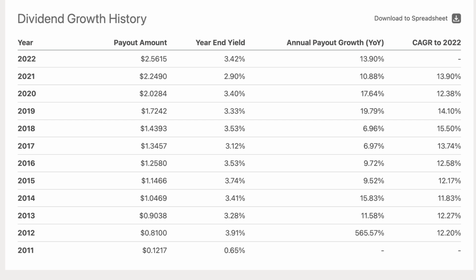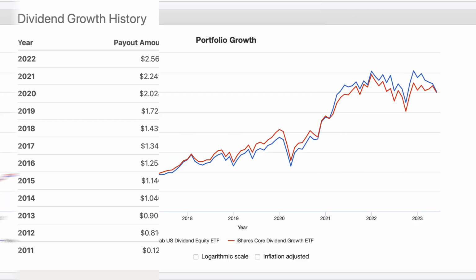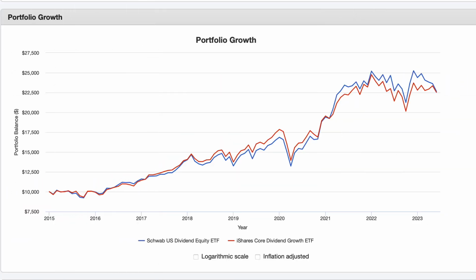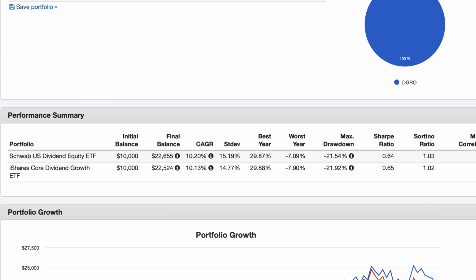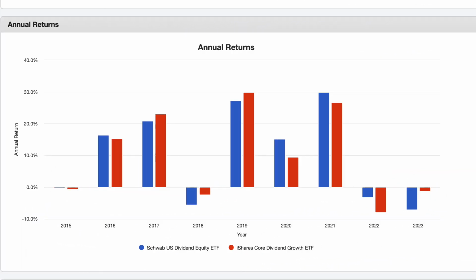And this is a perfect opportunity to segue into historical performance. Since 2015, both SCHD and DGRO have generated healthy total returns that are in line with the S&P 500. SCHD has a very slight edge with a CAGR of 10.2% compared to 10.13% for DGRO. Comparing individual years, SCHD performed better in 2015, 2016, 2020, 2021, and 2022, while DGRO bested SCHD in 2017, 18, and 19, and thus far in 2023.